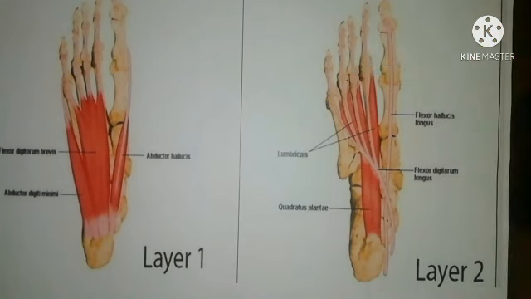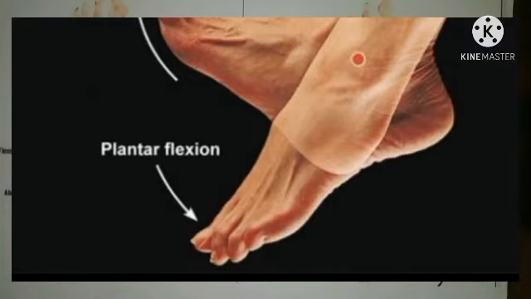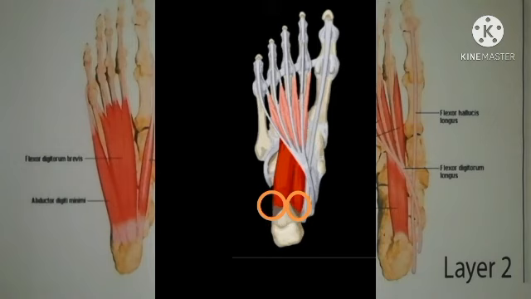Nerve supply is tibial nerve. Action is plantar flexion of the lateral four toes and plantar flexion of the ankle. Flexor digitorum accessorius. Origin. Medial head is large and fleshy. It arises from the medial concave surface of the calcaneum.